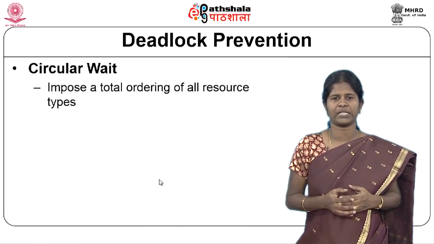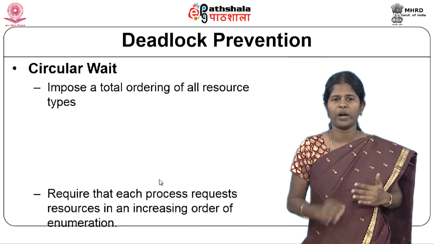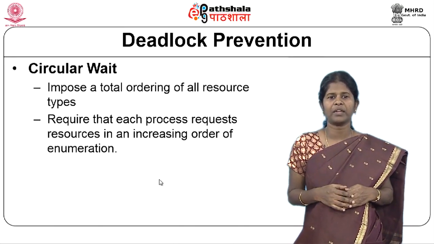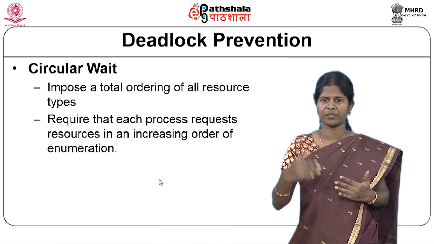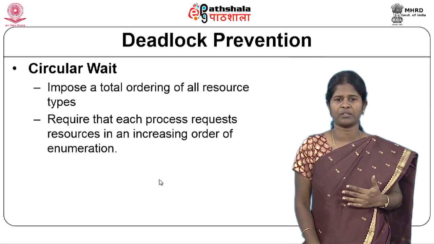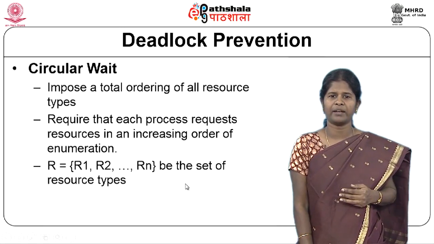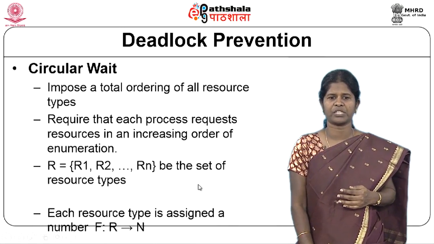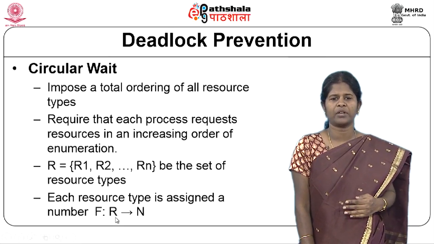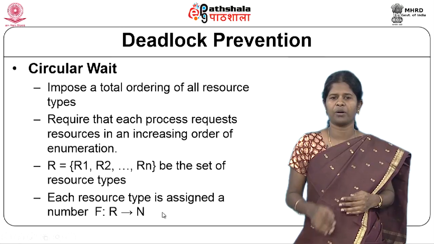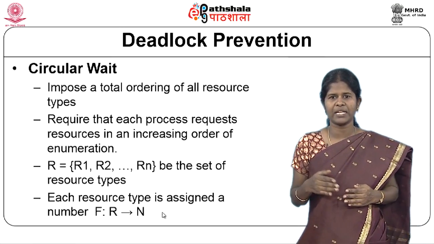In circular wait, what is done is the resource types are ordered. They are ordered by giving some number. And when a process is requesting resources, it will request them only in this particular order. Say for example, you have resources R1, R2, etc., Rn, and there are n resource types present in the system. For each resource type, you try and assign a number. So, this function f assigns a number for each resource, and that number is an integer.